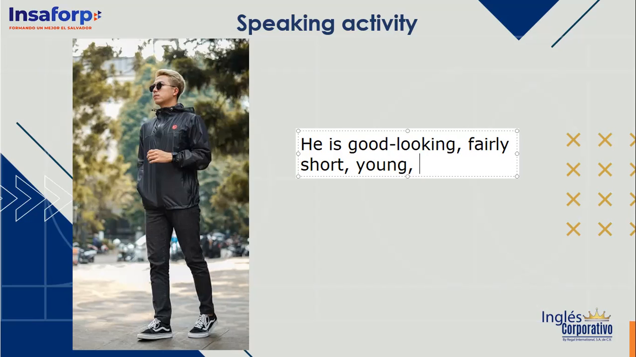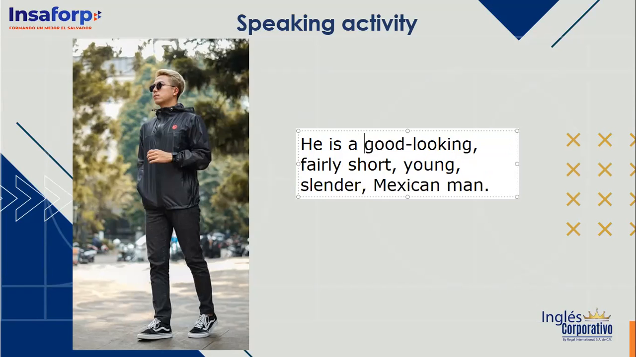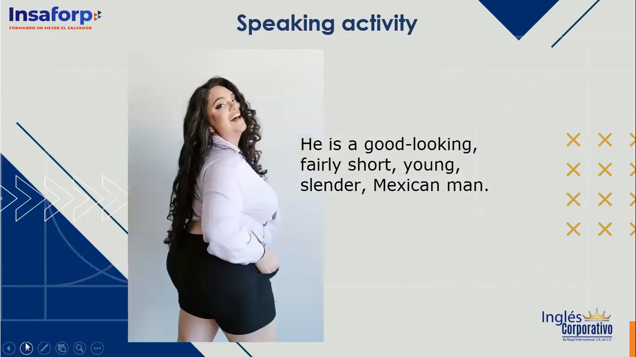Then we have shape, her body build. Is he muscular, is he slim, is he thin, is he skinny, is he fat? Slender, okay. Then we have origin. Mexican man. He's a good looking, fairly short, young, slender, Mexican man. Then let's go with the last, and then we're going to practice. Soon we go with the next picture. Tell me to describe her.